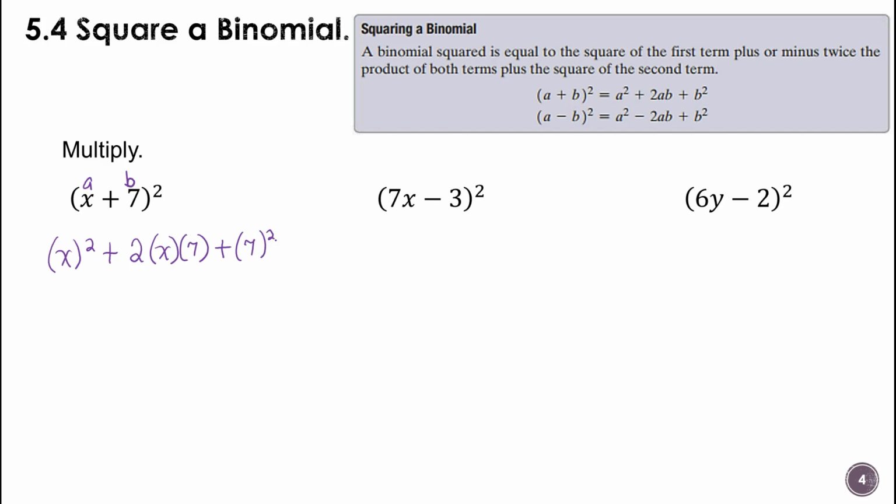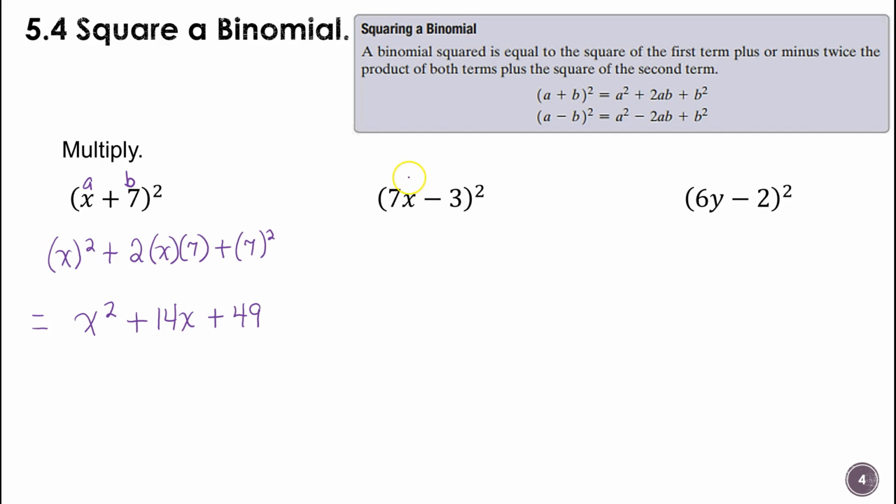Now, we just simplify all this, so we end up with x squared plus 14x, just multiply 2 times 7 times x. 7 times 7 is 49, right? Because if we're simplifying that, we're going to multiply 7 times 7.